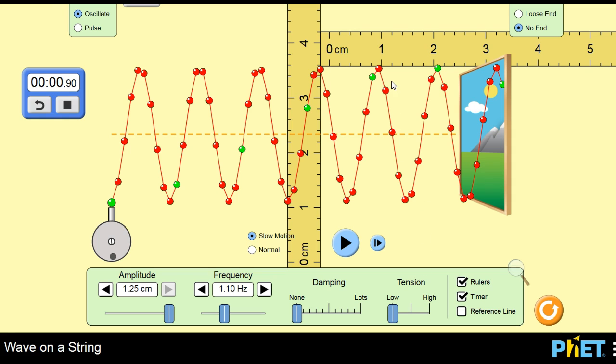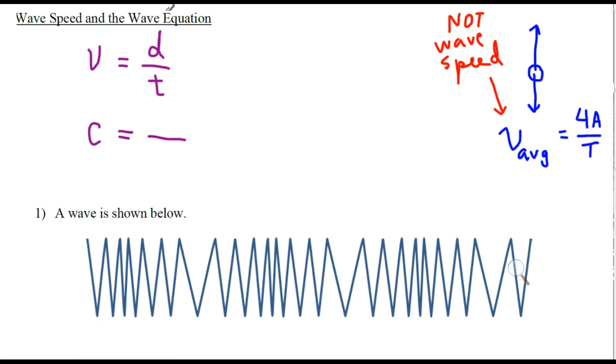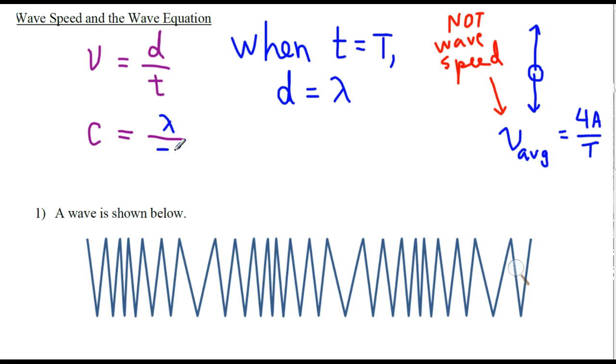How long did it take to travel that wavelength? Exactly 1 period. And this makes some sense. Let's write this down. When the amount of time that elapses is 1 period, the distance traveled by the wave is equal to the wavelength, lambda. So wavelength is measured in meters. This is measured in seconds. So you can see lambda over period is going to be meters per second for speed.